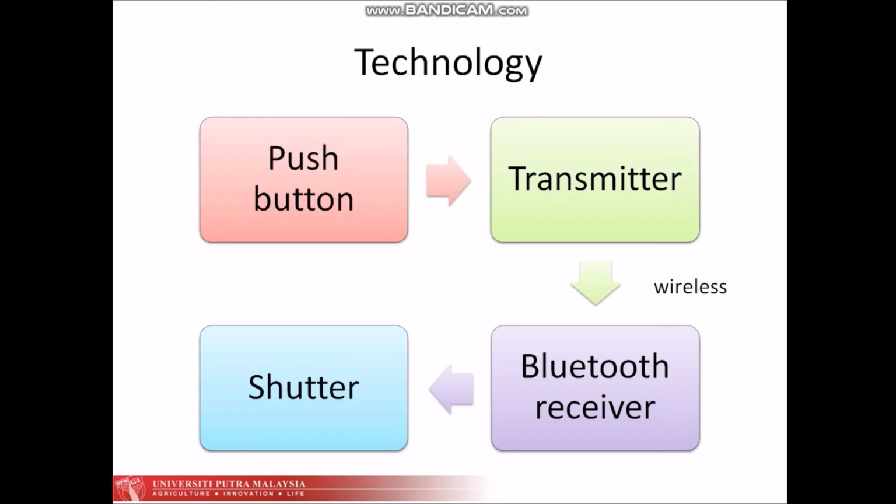This is the technology of the remote shutter. First, we push the button to trigger the signal. Then the transmitter will transmit the signal to the Bluetooth receiver on the handphone, and then it will trigger the shutter on the phone so that we will get the picture that we wanted.